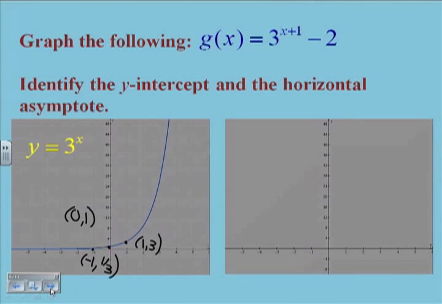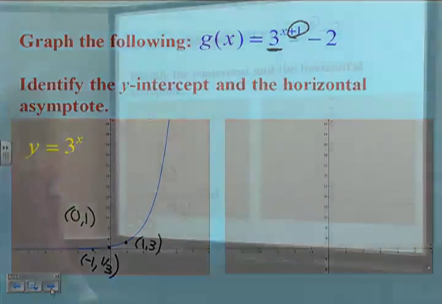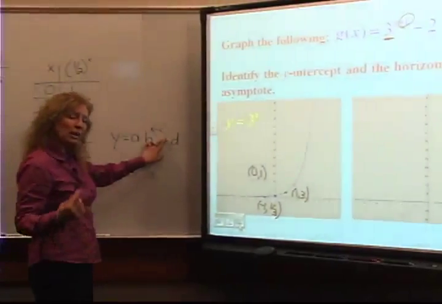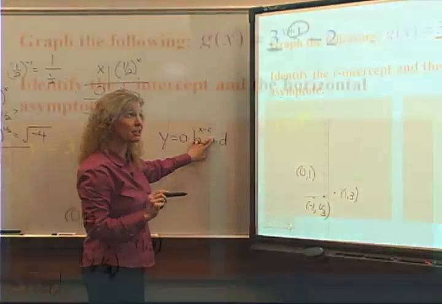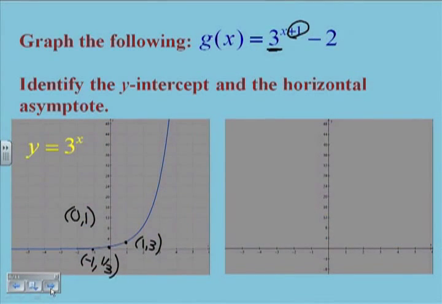Now, as you look at this, you know that the 3 to the x is the basic graph. This plus 1 is my C value. So that's my horizontal shift. I go opposite of the sign that I see there, so I go left 1. This minus 2 is my D value. That's my vertical shift, and you move according to the sign, so that would be down 2.